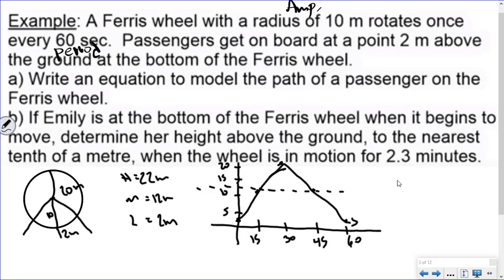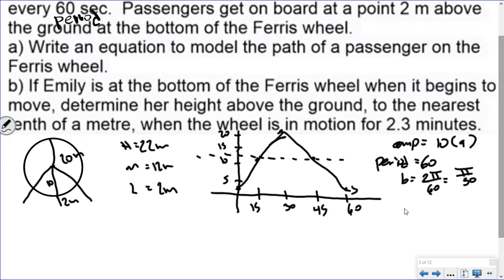So now from here, I can start finding my A, B, H, and K values. Again, my amplitude is 10, so that's going to be my A. My period is 60, so we're going to find B by taking 2 pi and dividing it by 60. So we get pi over 30.